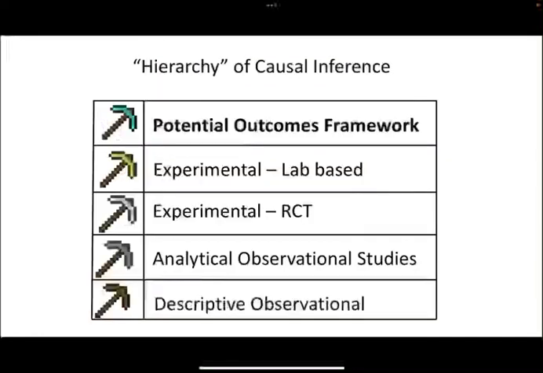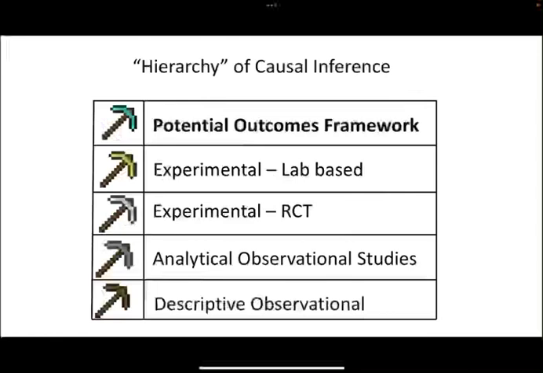So this is kind of an informal hierarchy of causal inference, and at the top here we have the potential outcomes framework, which is a very hypothetical look at causal inference, but is actually, if you think about how you use causal inference in your daily life, like the definition of cause. The next best thing below is experimental lab-based, and then experimental randomized controlled trials, bringing it out of the lab and into the real world.